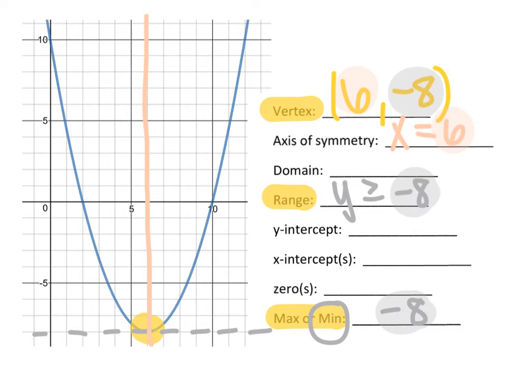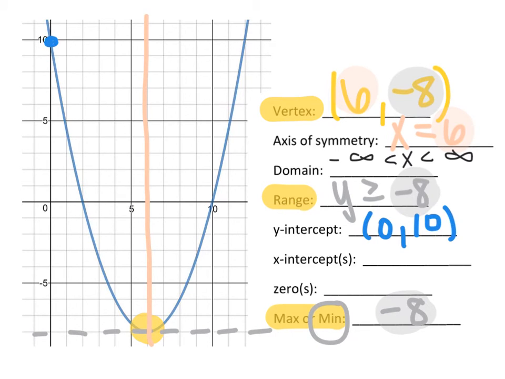My domain is always going to be, without fail, negative infinity is less than x, which is less than infinity. And again, that's because my graph, as it grows, is just going to continue to get wider and wider and wider, and it's never going to stop. My y-intercept is where the graph crosses the y-axis, which is all the way up here, and that's at positive 10. So that ordered pair would be 0, 10.